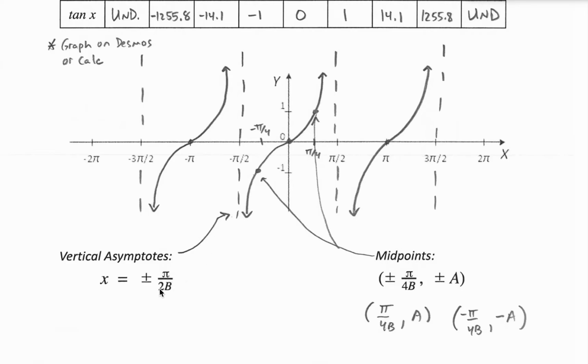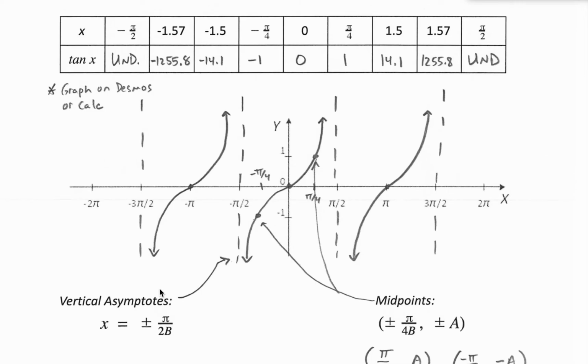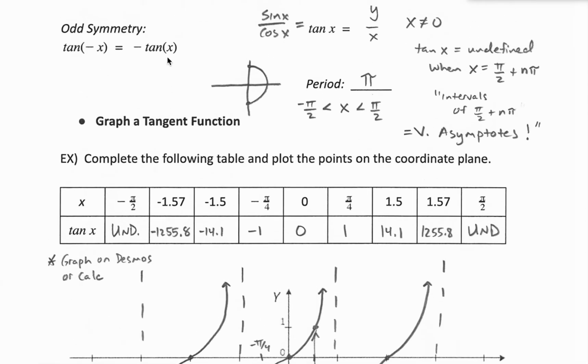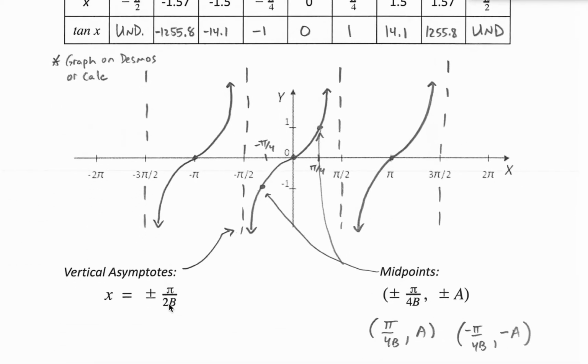There's an algebraic way to do it. So if we have tangent of x, our b value is just 1. So pi over 2 is going to be where the positive asymptote is. There's a negative version reflected on the other side. So you always just do pi over 2b and make it positive and negative, and that'll tell you where your asymptotes are. Again, just taking half of your period is a good way of thinking about it as well.